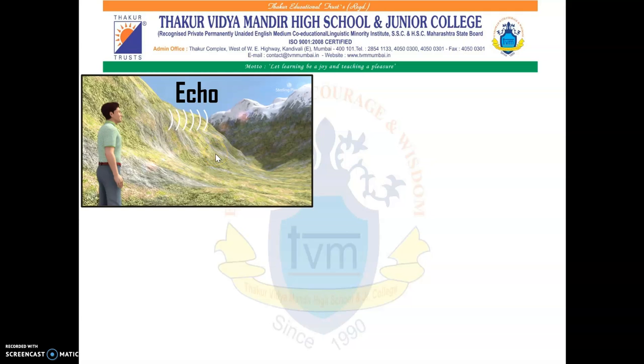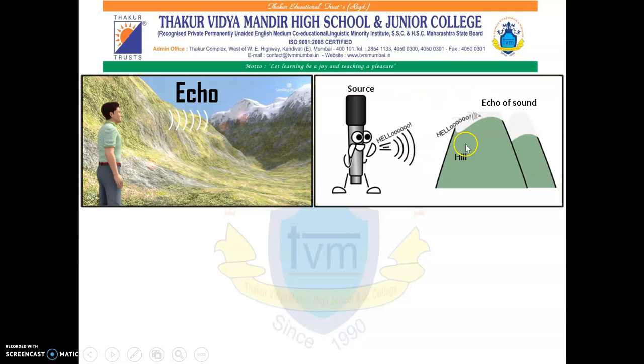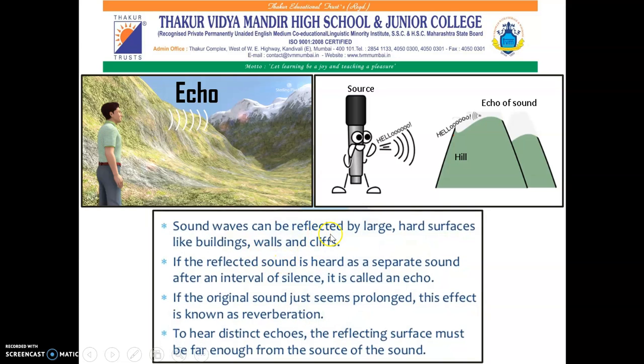As shown in the picture, you must have visited an echo point at a hill station. If you shout loudly at such a point, then you can hear the same sound just after a little while. This sound is called an echo. An echo is the repetition of the original sound because of the reflection by some surfaces. Sound waves can be reflected by large hard surfaces like buildings, walls and cliffs.